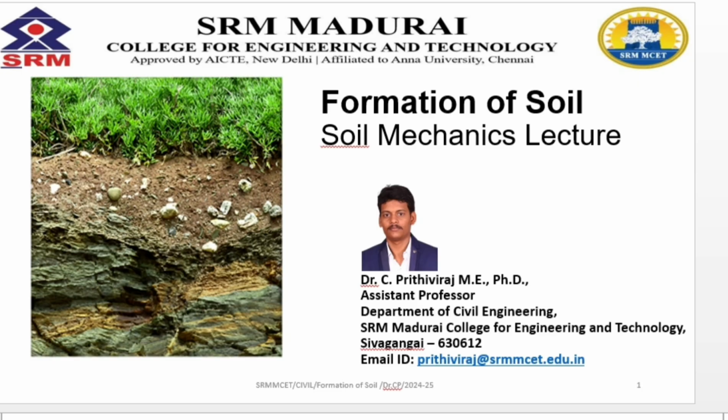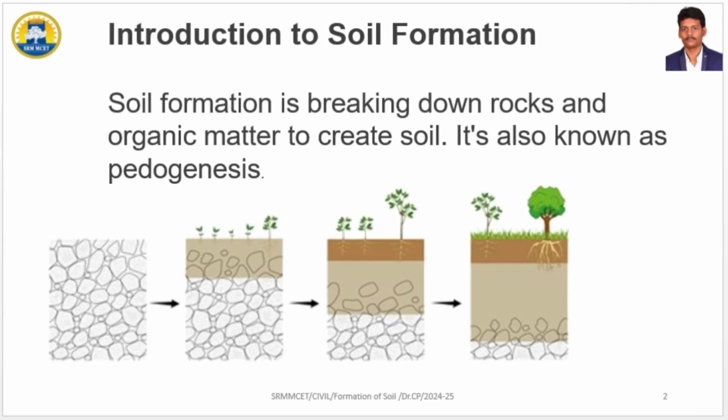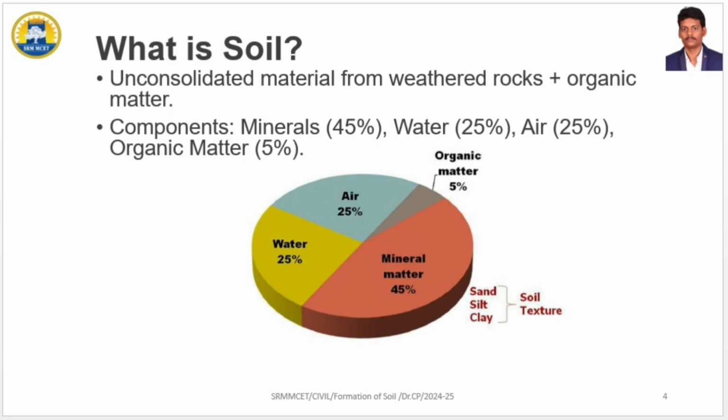So, before going to the formation of soil, we will see what is soil. Soil is an unconsolidated material that covers the earth's surface. It is composed of mineral particles, organic matter, water and air. Soil is formed through the weathering of rocks, or otherwise we can say that soil is a disintegration of rocks. The decomposition of organic materials also will form soil over a long period of time. It serves as a medium for plant growth, a habitat for organisms, and a foundation for construction.